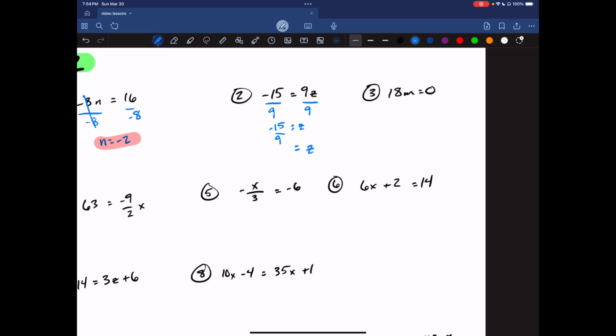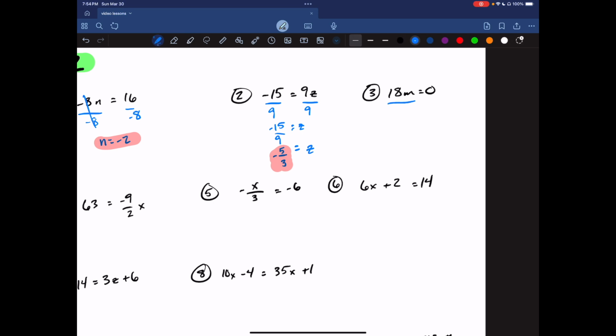So I still have z, and I need to figure out what number goes into both 9 and 15. Well, it turns out 3 goes into both of them. And so 3 goes into 9 3 times and into 15 5 times, and the whole answer is going to stay negative. So that's my answer.